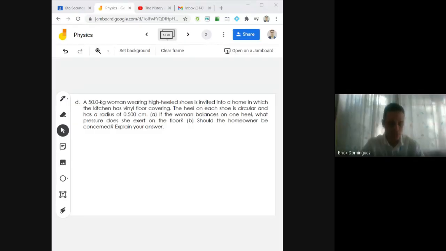Okay, okay. So that's a good one. So that way, multiplying the mass and the area, are you gonna get the pressure? Which is actually the big question. If the woman balances on one heel, what pressure does she exert on the floor? Right? So that will be at the end. Remember, the units should be in pascals as it is the pressure.